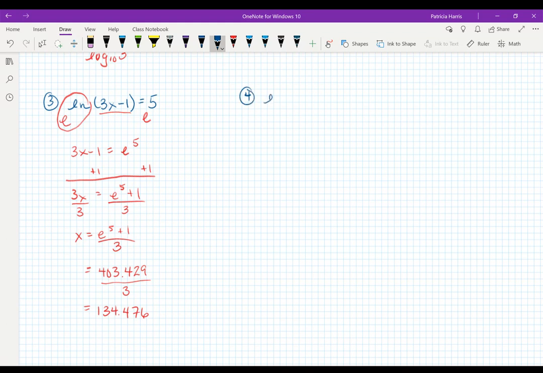Okay, now let's try this one. All right, so what we want to do, ladies and gentlemen, is get a single log on both sides. If you remember from previous lectures, subtraction of two logarithms is actually division. So I'm going to rewrite the left-hand side as a divide problem, like that. And then I'm going to use the e, just like that, so that'll cancel.